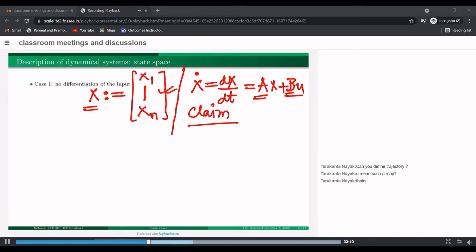Okay. So first thing, x dot, what is the first entry in x dot? Of course, x1 dot. Now what is x1 dot?